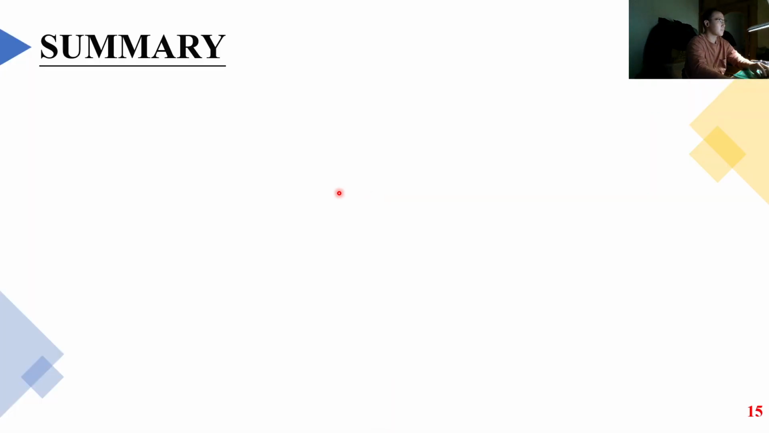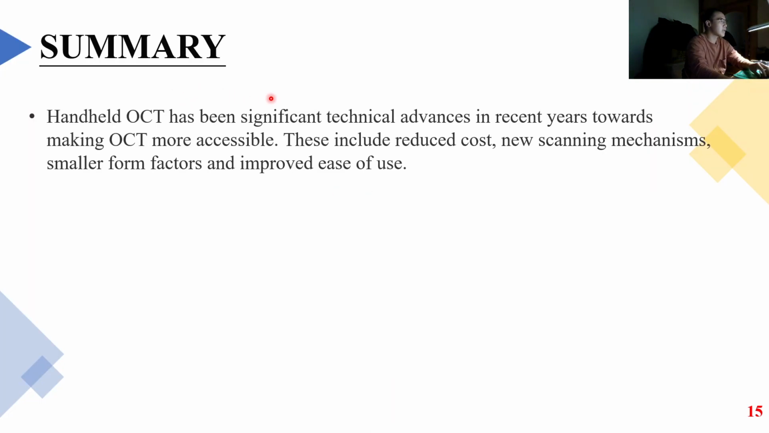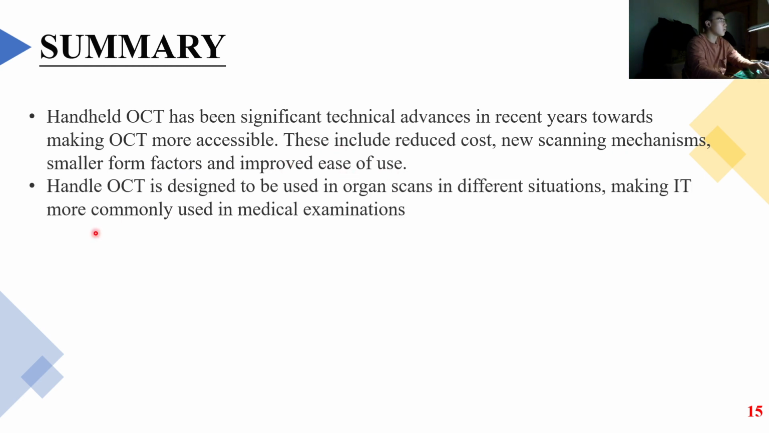So in my summary, handheld OCT has been a significant technical advance in recent years towards making OCT more accessible. This includes reduced cost, new scanning mechanisms, smaller form factors and improved ease of use. And second, handheld OCT is designed to scan organs in different situations, making it more commonly used in medical examinations.